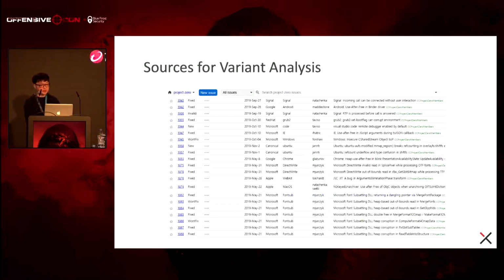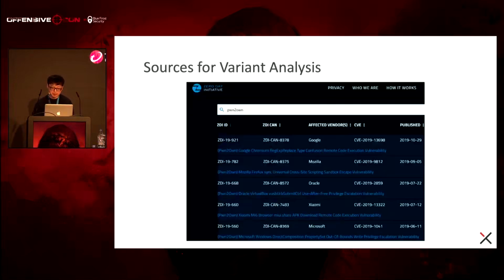Here are some sources for variant analysis. My most favorite one is the Project Zero issue tracker, especially because they find a lot of very unique bug patterns, and almost every bug comes with a POC of some form, or sometimes even a super detailed blog post, so it really helps in terms of research.